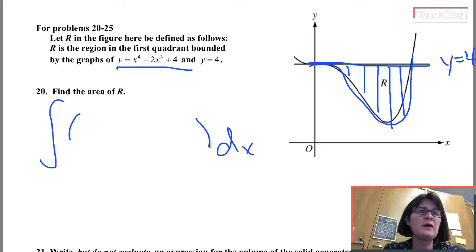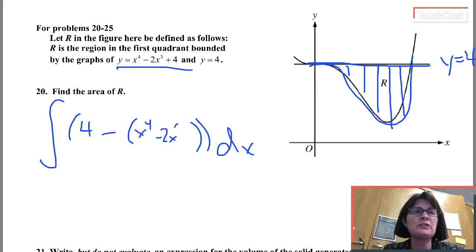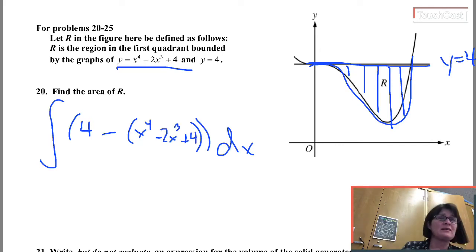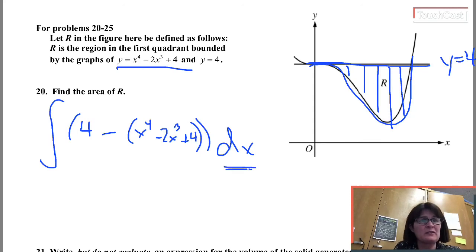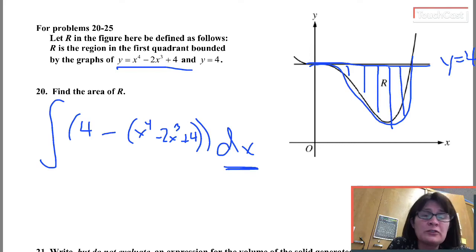Top function minus bottom function. The top function is 4 minus the bottom function. You could write it out, x to the 4th minus 2x cubed plus 4. Make sure you have parentheses around that second function because the subtraction needs to get distributed. The only thing I'm missing now is my x limits. I know they have to be x limits because I wrote my integral with respect to x. So do whatever you have to do.